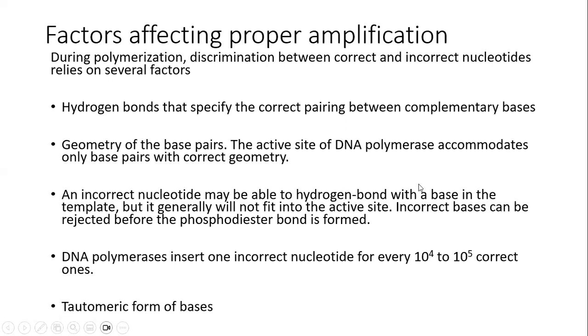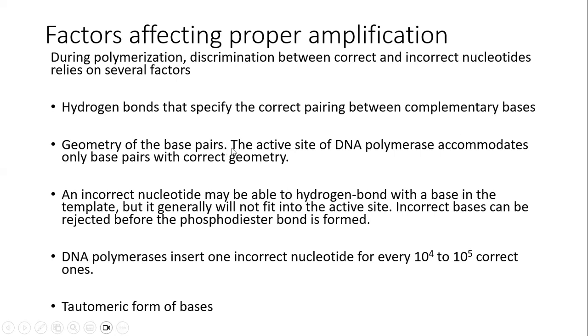So how does the cell ensure this high rate of accuracy? During polymerization, the discrimination between the correct and the incorrect nucleotides relies on several factors. First of all, the hydrogen bond. This ensures that the correct base pairing takes place between the complementary bases. That is, an adenine will always pair with a thymine because of complementary base pairing.